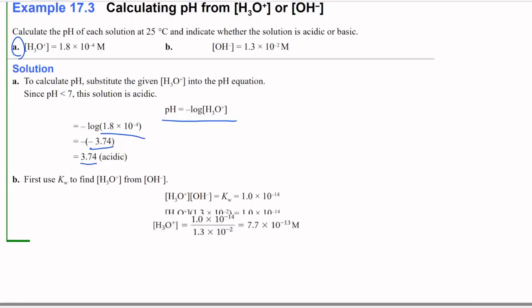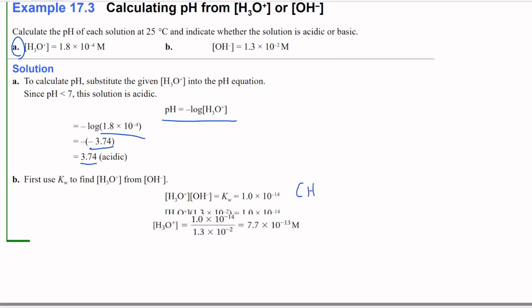Next we'll work B. B says that our hydroxide ion concentration is 1.3 times 10 to the minus 2. So remember that we need the H3O plus concentration to calculate pH directly. Now you could calculate the pOH, which is the negative log of the hydroxide ion concentration, and just subtract that from 14 to get your pH, which probably would be the easier way to do it. But they want you to calculate the H3O plus concentration and use that to find the pH. So how do we do that?